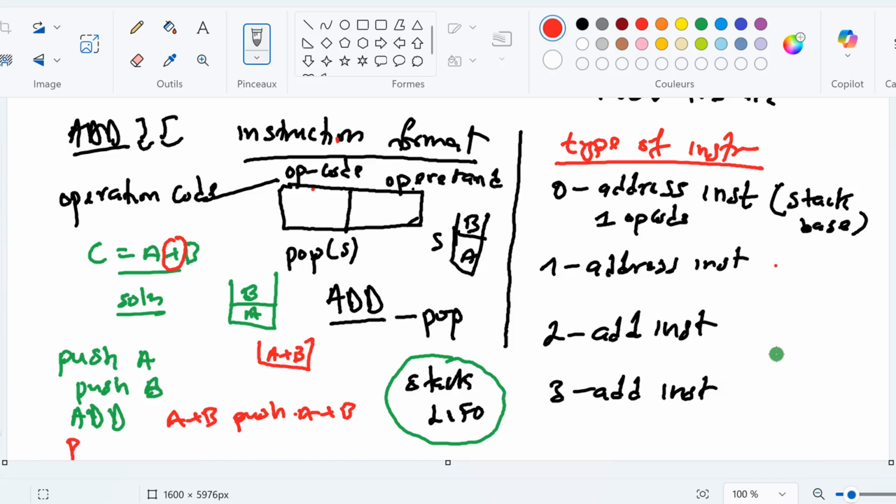So you're just going to say pop C. Pop C here simply means that C is taking A plus B. So this is the assembly code. You're seeing that here, this is my operation. No operand is precised directly. Good.